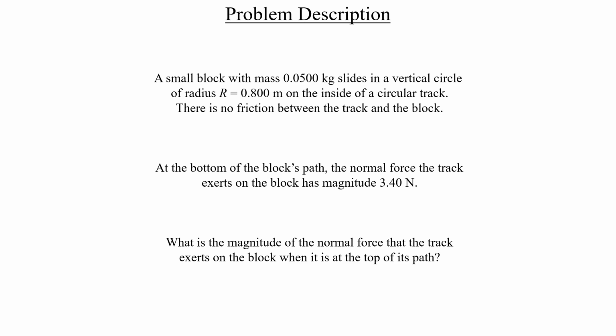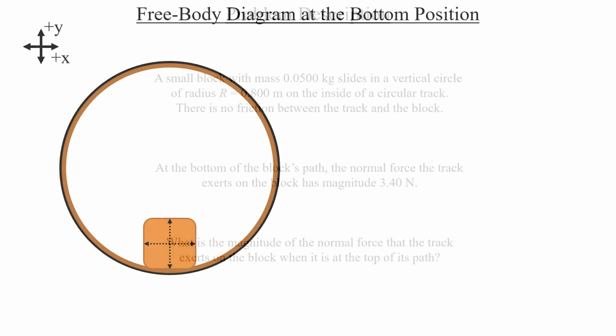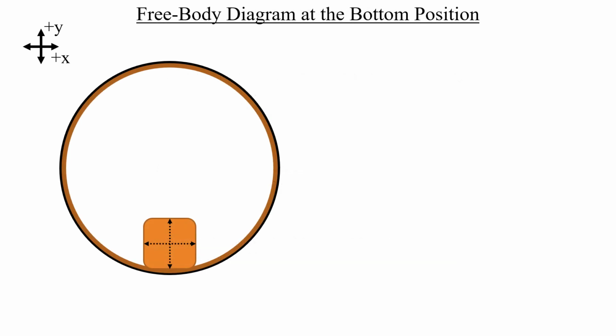Let's start by drawing a free body diagram for when the block moves through the bottom position first. At this point, the block will experience the force of its weight pulling down, as well as an opposing normal force from the track. Since it's spinning around in a circle, we should also include a centripetal acceleration vector, which will point upwards towards the center of the circle.